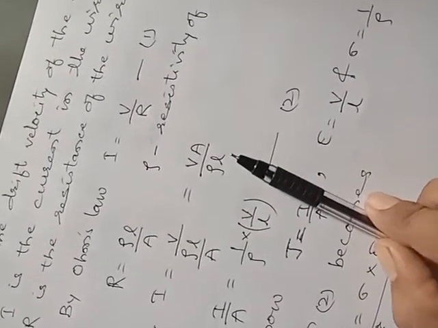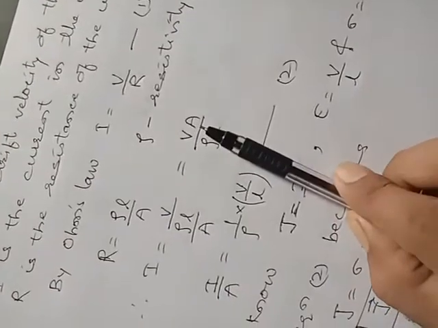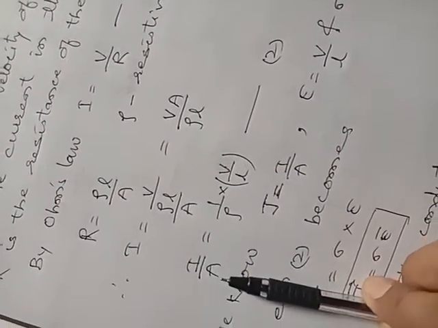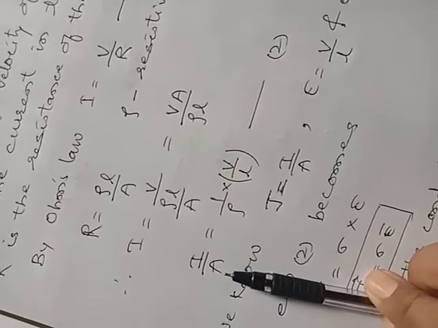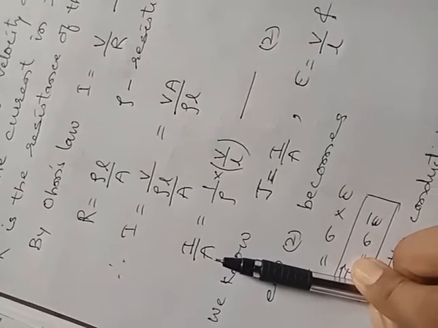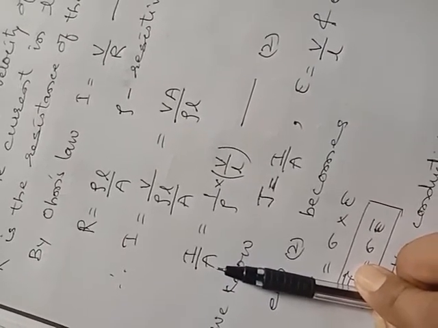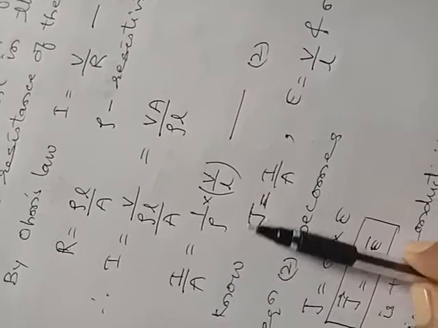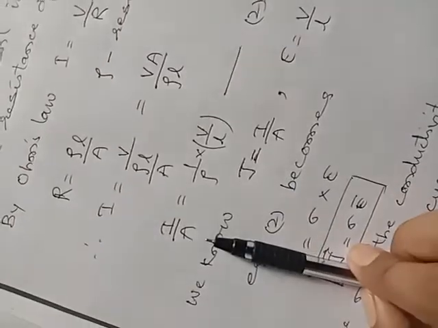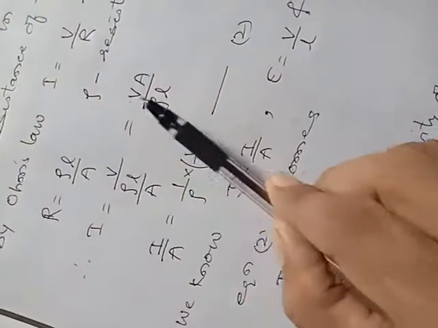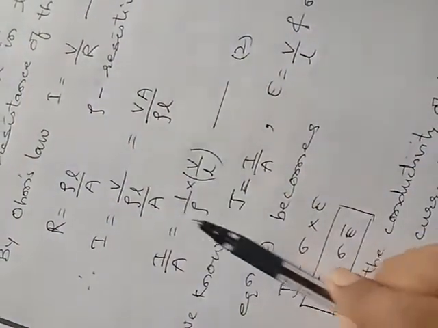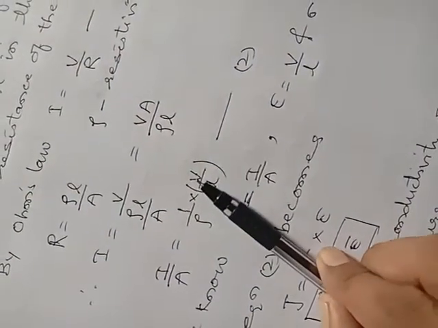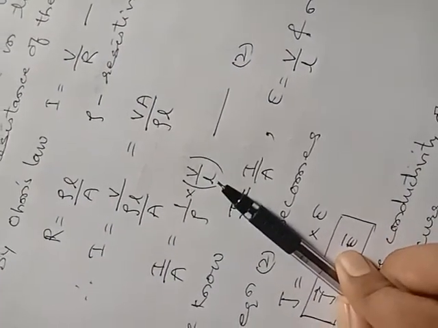How do we have to rearrange the terms? We send this A to the other side. Now the question is, why are we sending this? Because I by A will become, what is I by A? On the first day only we have studied current density. Current density is denoted by J. J is equal to I by A. Then we will take 1 by rho in this particular way: 1 by rho into V by L. V is the potential difference, L is the length.